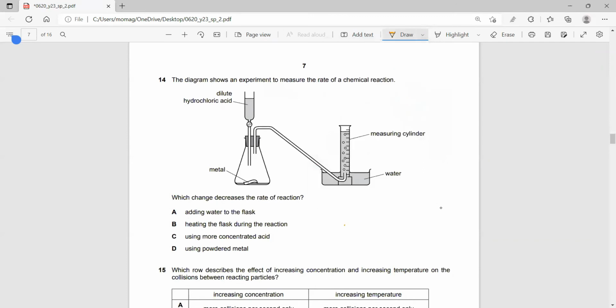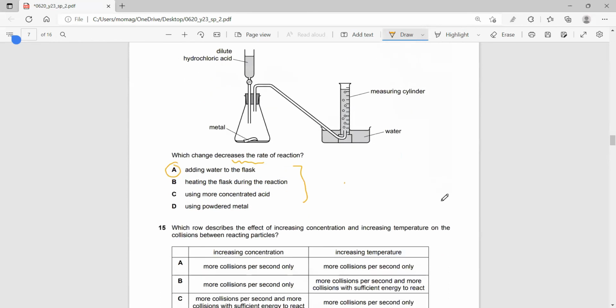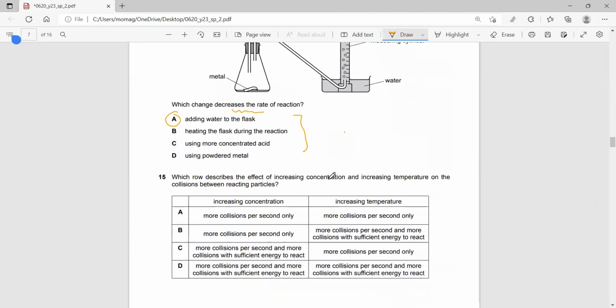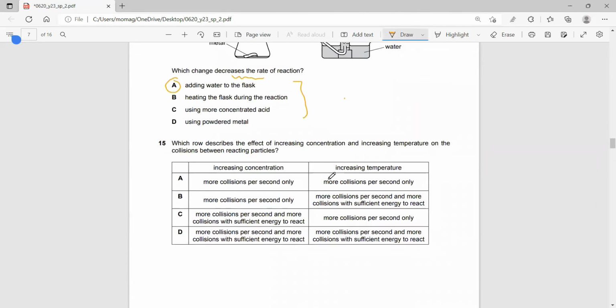Chemical reactions. Here, which change will cause the reaction to be slow? Of course, if you dilute the acid. How can we make the acid more dilute? If you add more water to the flask, that means the concentration of HCl will decrease. If you read the other options, B, C, and D, all of them increase the rate. We finished question 14, then we take a break, then we'll be back for the rest of the questions.